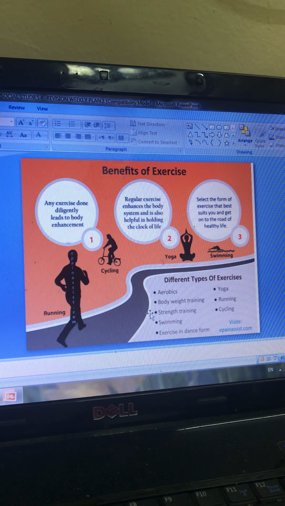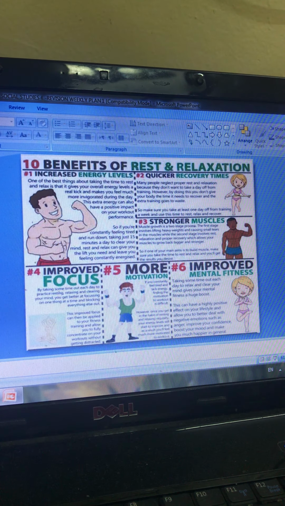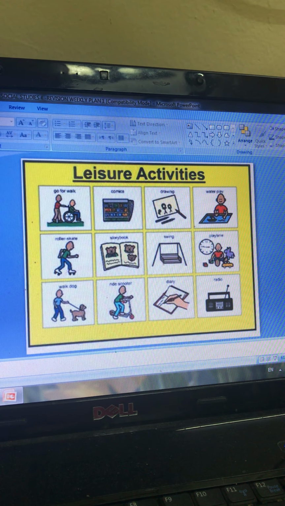Here are different types of exercises. First, aerobic, body weight training, strength training, swimming, exercising dance forms, yoga, running, and cycling. Next is, what are the benefits of rest and relaxation? Rest and relaxation help to increase the energy level, quick recovery times, strong muscles, improve focus, more motivation, improve mental fitness, and also leisure.